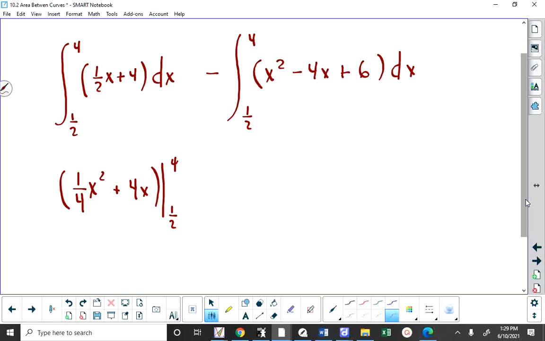Okay. Minus, well, what's the antiderivative of this function? It's x cubed over 3, or 1/3 x cubed, minus 2x squared plus 6x, evaluated from 1/2 to 4. Again, take a second and confirm that my antiderivative is correct by differentiating it to see if you get what I was anti-differentiating.